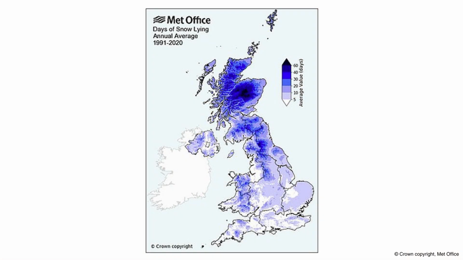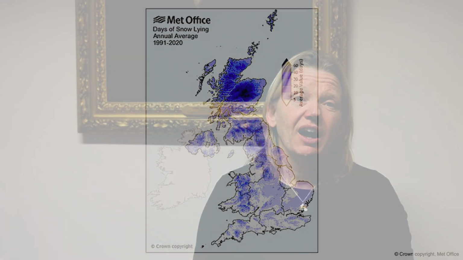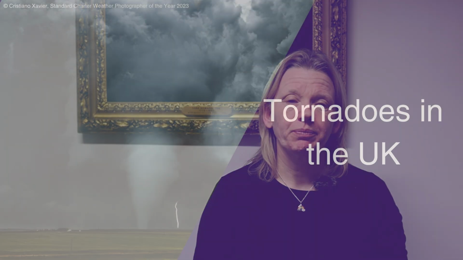The number of snow days in the UK is very low, as you can see in this map. For much of England, Wales and Northern Ireland, there are fewer than 10 days a year with snow lying on the ground. And this map in particular is changing rapidly as the global climate warms.